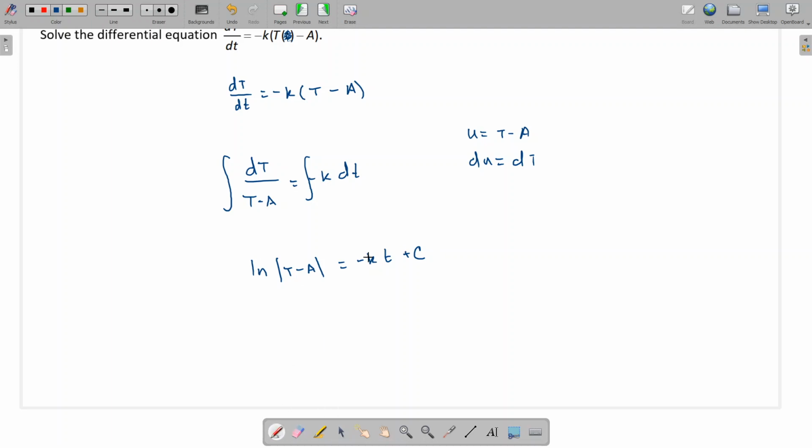Okay, so this is our solution, but we would like to get it solved for the capital T. So like the previous one, we are going to exponentiate again, and remember that the c is up in the exponent there. All right, so these cancel. You'd get absolute value of T minus a equals e to the negative kt plus c.